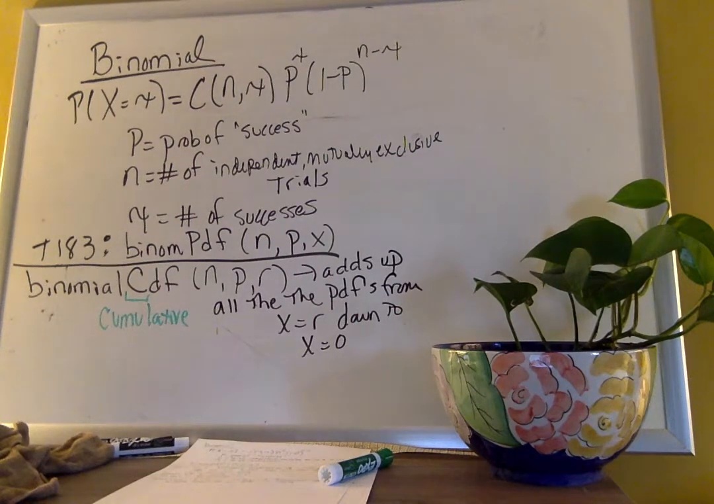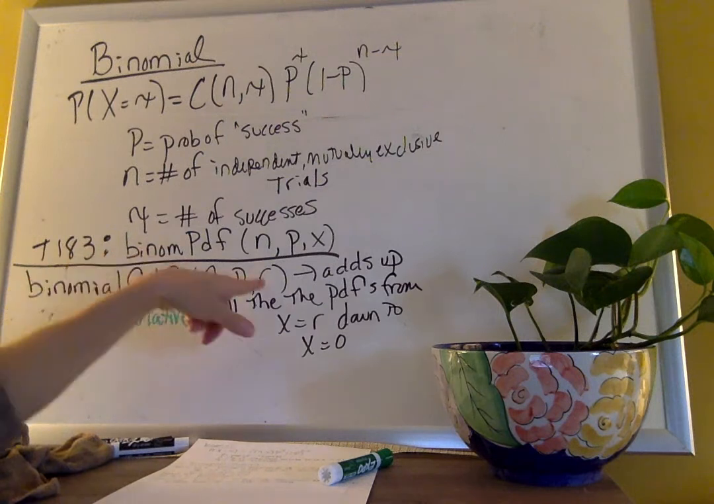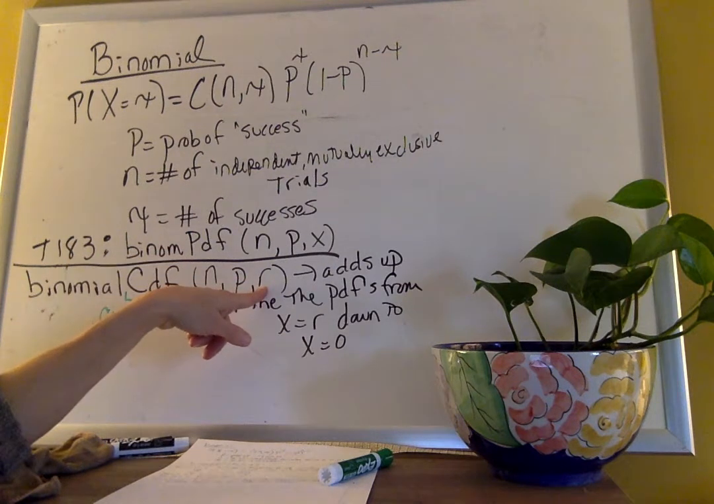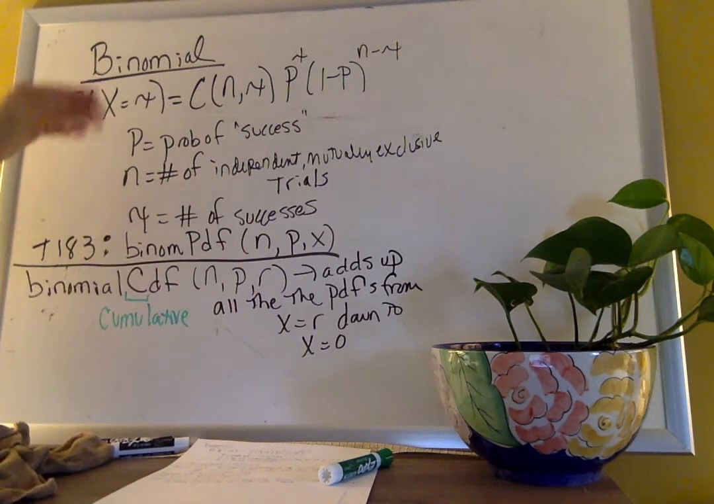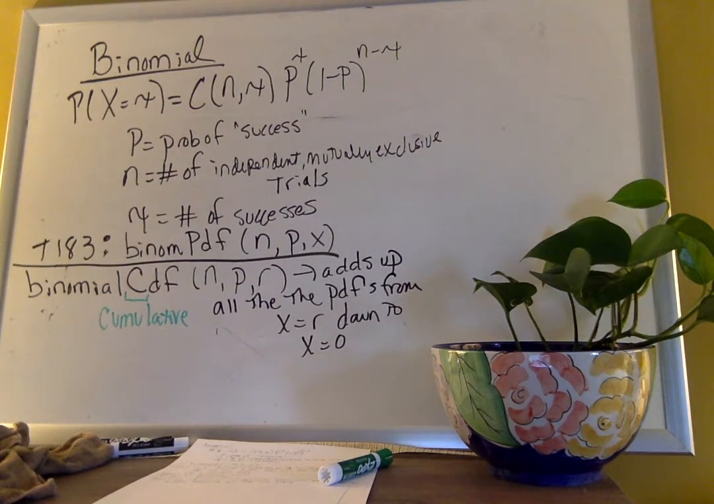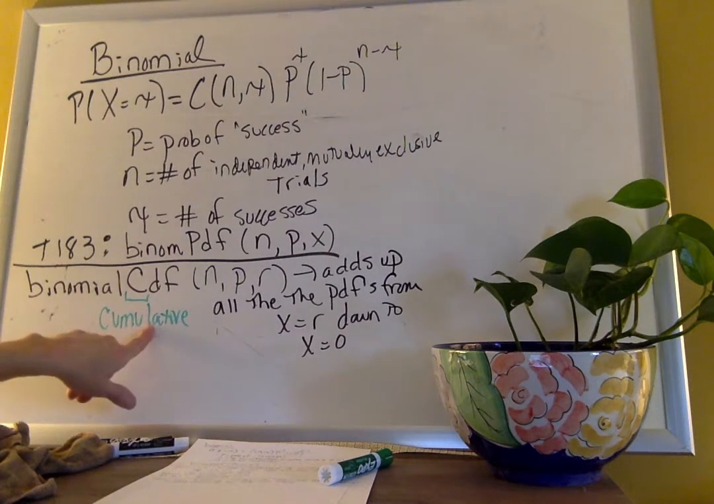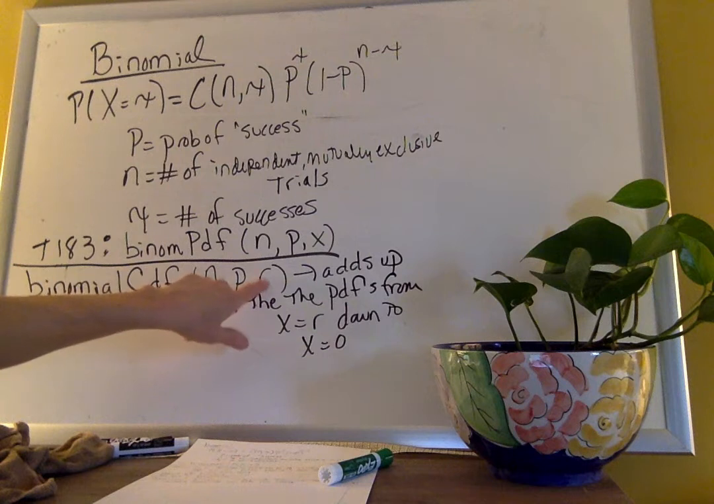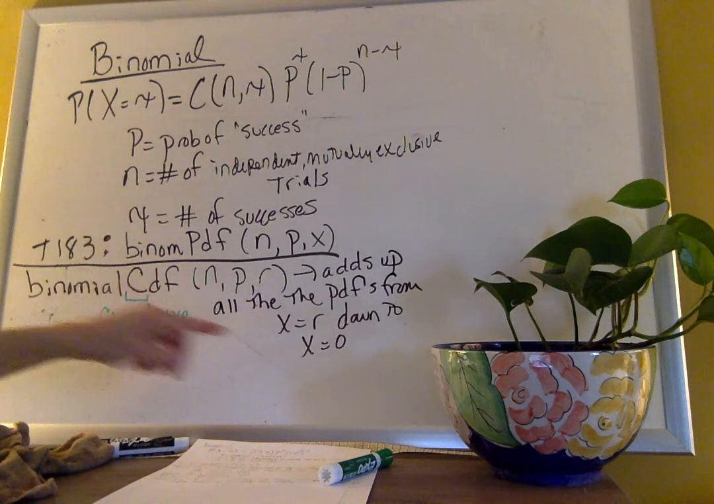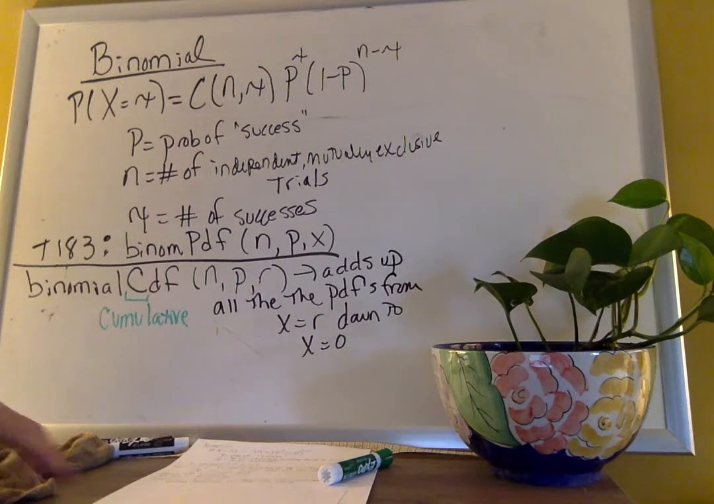Cumulative. So let's say I ran the CDF at 5. It would do the PDF at 5. It would do the PDF at 4. It would do the PDF at 3. It would do the PDF at 2. And the PDF at 1, and the PDF at 0, and it would add all of that together and spit out the sum. So it's cumulative from that number, including that number, all the way down to 0.